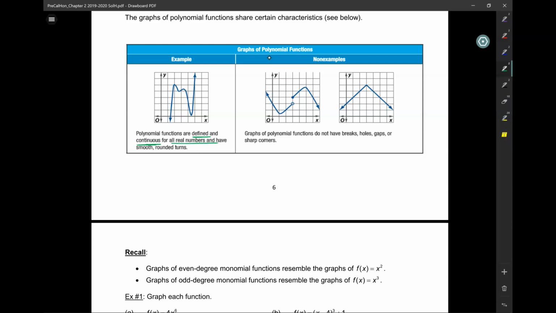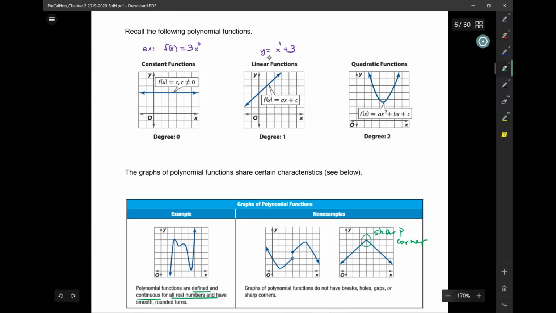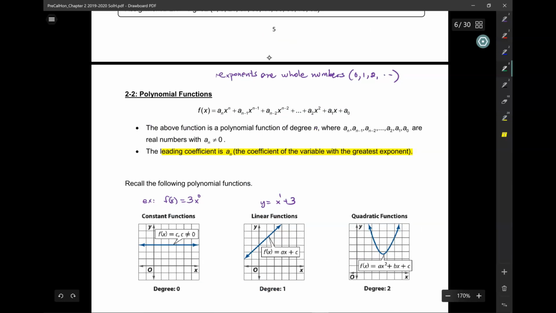Okay? Here are some examples that are not polynomial functions. This one is not a polynomial function because of the discontinuity. And this one, you will learn more about it in calculus. Basically, because it has a sharp corner, it's not a polynomial function, right? So that sharp corner makes it not a polynomial function. That's an absolute value, right? Which doesn't fit the pattern of this. Okay?